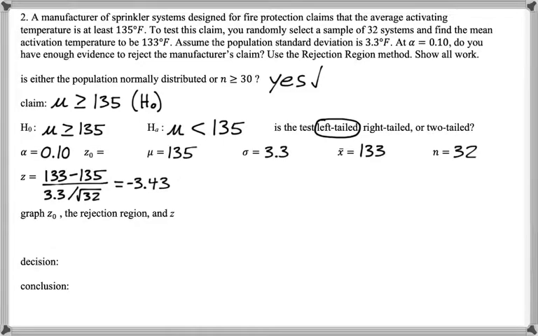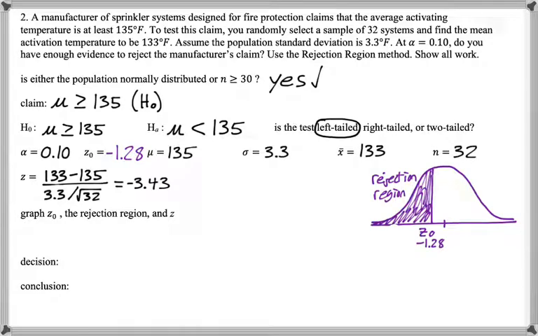Because question 2 is identical to question 1, I've already filled in all of the steps that are the same as the p-value method. So the next steps are unique to the rejection region method. So first we have to look up z0 on the critical value table, and that's equal to negative 1.28. Next, we can graph the rejection region, so it's the area to the left of negative 1.28.